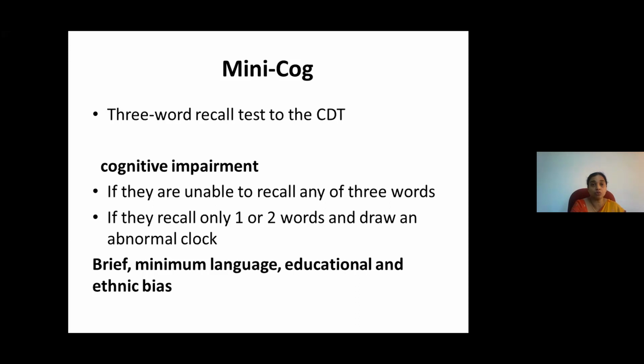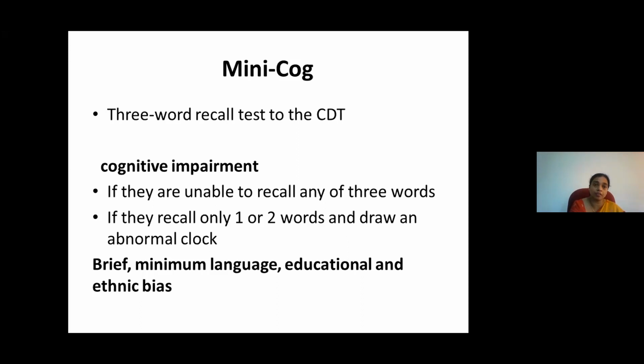So the patient needs to score 3 or more to say that they do not have cognitive impairment. It should be either 3 or more than 3. It is brief and has minimal language and educational ethnic bias. So the Mini-Cog is used in a geriatric clinic in the cognitive assessment. We usually combine the Mini-Cog with the MMSE.